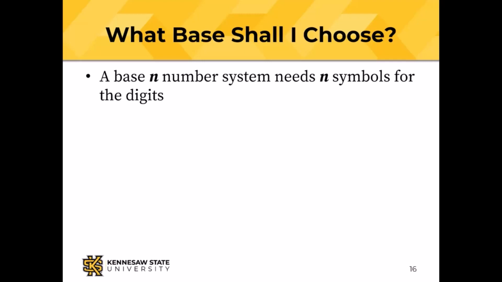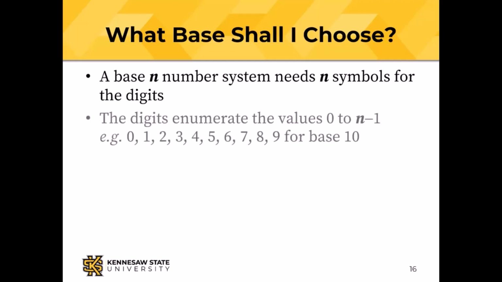If I said how many and why, what would you say to the why part? A base n number system needs n symbols. Right? So right up there, the digits enumerate values beginning with 0 and going to n minus 1. So our base 10 number system doesn't go to 10. It goes 0, 1, 2, 3, 4, 5, 6, 7, 8, 9. Our base 8 number system goes 0, 1, 2, 3, 4, 5, 6, 7. Okay? So we go from 0 to n minus 1. I've got n symbols, but I go from 0 to n minus 1.